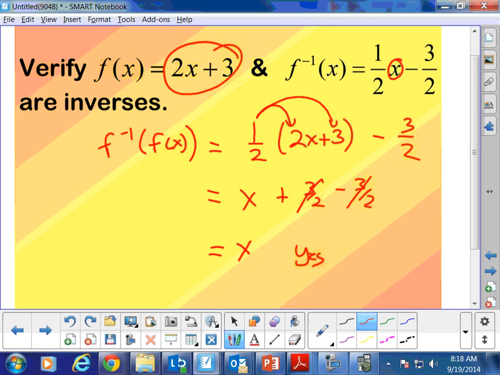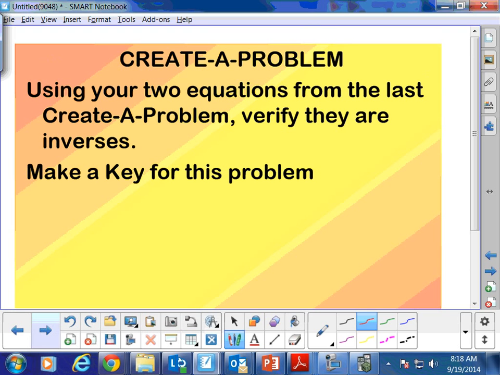Okay, great. Now let's go ahead and have you create a problem, same thing, to verify two different functions. So in order to do this, I want you using two equations from your last created problem, verify that they're inverses of each other. And I want to see a key for this. So I'll go ahead and give you some time, and I'll call on somebody randomly.